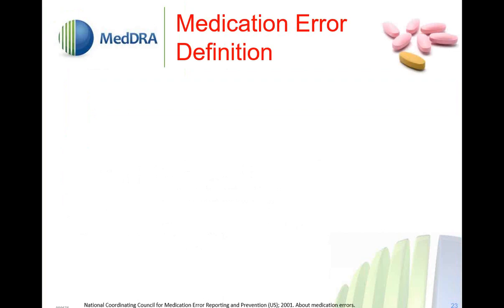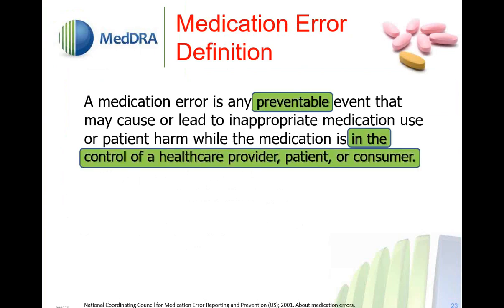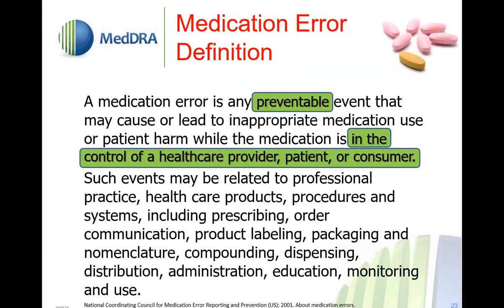So before we begin further, I want to provide a brief background on how we define medication errors. A medication error is any preventable event. It's important to stress that it's any preventable event that can cause or lead to inappropriate medication use or patient harm while the medication is in the control of a healthcare provider, patient, or consumer. So each of these three people can initiate the particular event, and it's something that's preventable. So in a general sense, this is how we define medication errors. Something that's preventable, and each of these three roles may initiate the particular event.